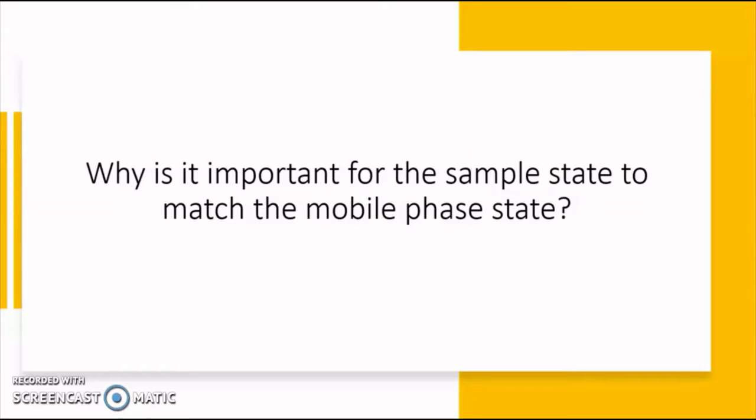When performing chromatography, the sample needs to be in the same physical state as that of the mobile phase before being applied to the column. In the case of gas chromatography, we're using a gas mobile phase, so we would want the sample to be a gas as well. For liquid chromatography, the sample and the mobile phase should both be liquid.